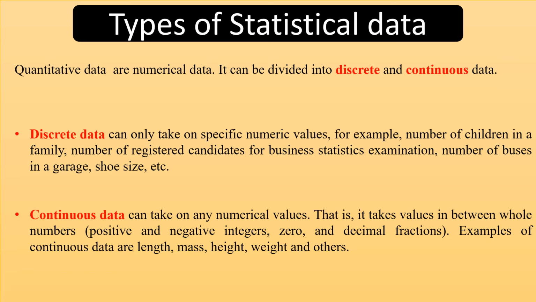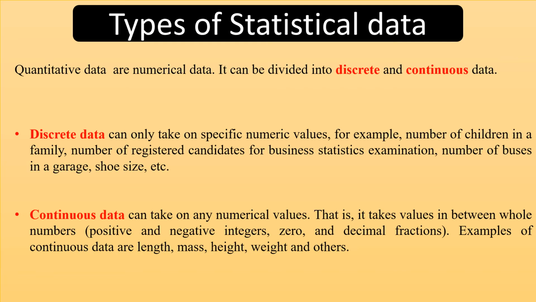You check your weight, etc. So you can have decimal values in these cases, like 5.5 centimeter, 3.5, 4.2. So these are continuous data. So continuous data can be whole number and it can be decimal number.